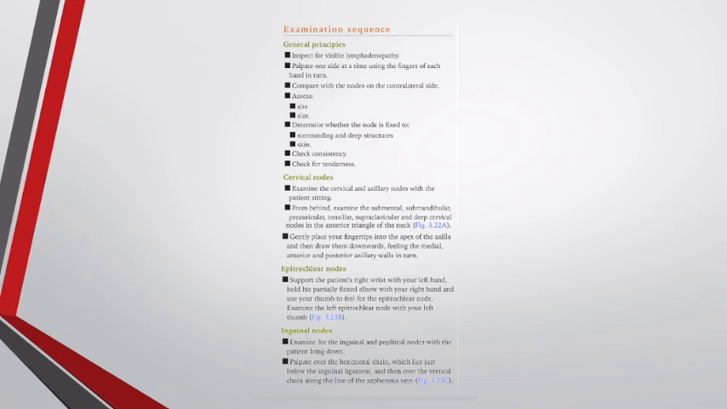And then lastly, inguinal nodes. This is not something you'll do this semester, but there are nodes in the groin that we want to examine, and also behind the knee, the popliteal nodes. So we palpate over those to see if there are swellings or enlargement of those lymph nodes.